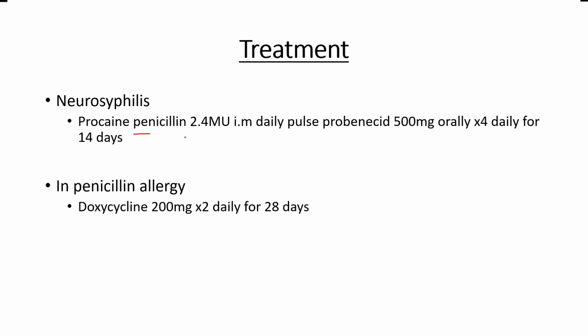When you have neurosyphilis, that is when the Treponema pallidum bacteria affects your eyes, spinal cord, and your brain, then we mostly use the procaine penicillin 2.4 million units intramuscular daily plus probenecid 500 milligrams orally 4 times daily for 14 days. And if you are allergic to penicillin, then we mostly give doxycycline 200 milligrams twice daily for 28 days.